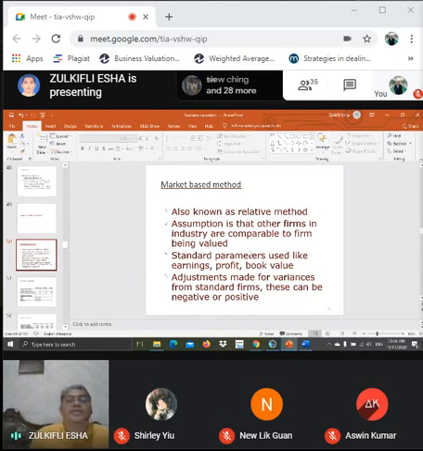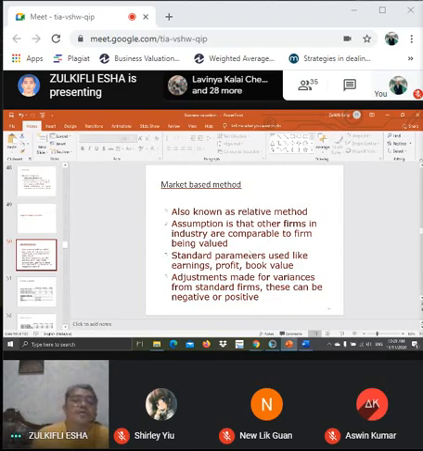So the assumption is that other firms in the industry are comparable to the firm being valued. Standard parameters used are earnings, profit, book value. If you are using the market approach, under the market-based method, the comparison method, you may want to compare the standard parameters between the firm that you are going to value and its comparables in the market. So the standard parameters used are earnings, profit, book value, etcetera. We will look at the comparables' earnings and our subject company's earnings. We will look at the comparables' profit, and the profit of the company that we are valuing.